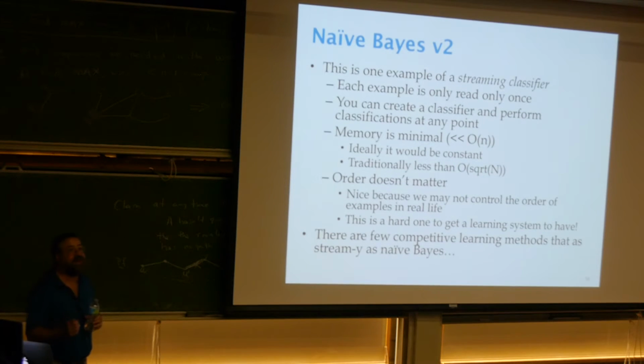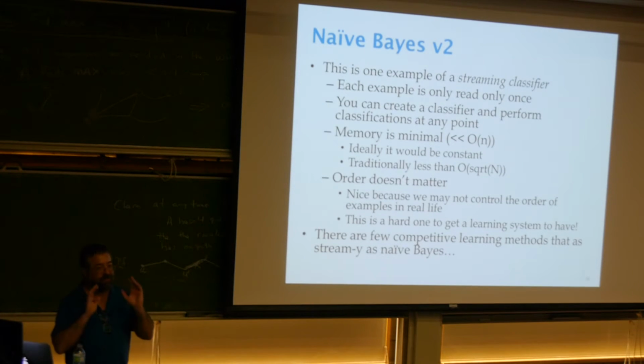This is an example of a streaming learning algorithm. This is not a formally defined term, but what we generally mean is that every example gets read once. You go through the input data, the training data, once, in sequential order. Ideally you can go through it in any order you want. At any point you could start doing classification if you want to, so you have a classifier that gets updated incrementally at every point.